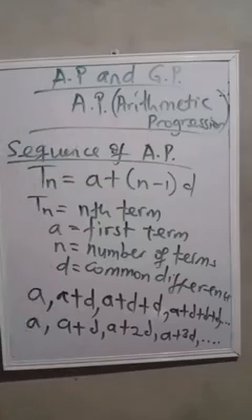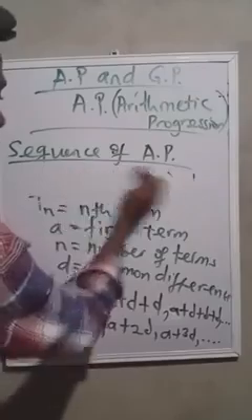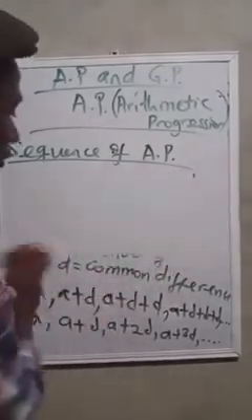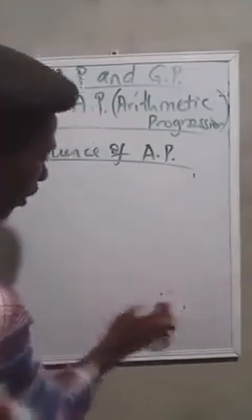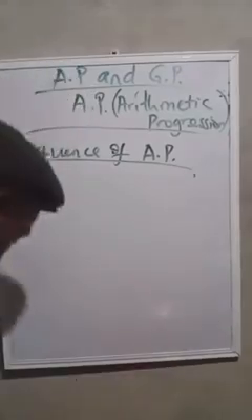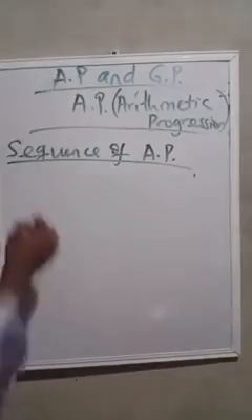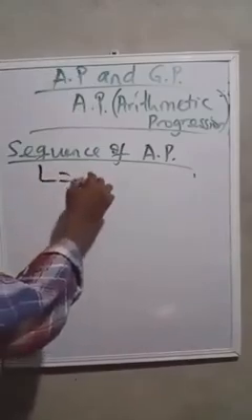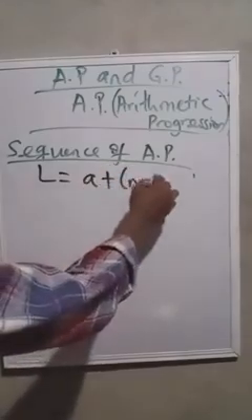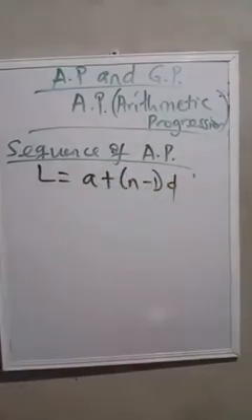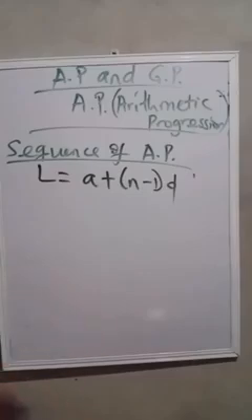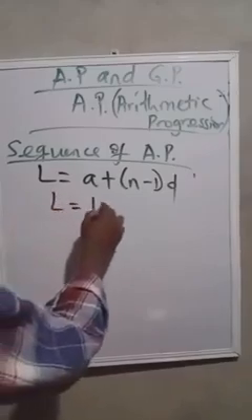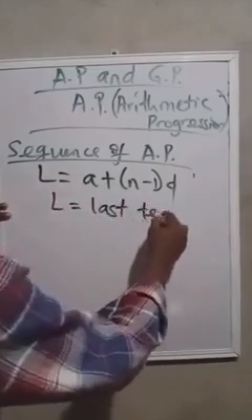Now you can also have a formula for when you are given the last term. Knowing your last term is very good for you, so that you can get your answer. Therefore, your last term is going to be a plus (n minus 1)d. See the same formula? It's just because you know your last term, the last term that you are given according to the question. So L is equal to the last term.